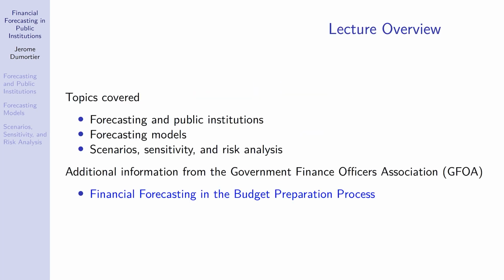The topics covered are a basic overview about forecasting and public institutions. We are also going to cover forecasting models, and the last part is going to talk about scenarios, sensitivity and risk analysis associated with those forecasting models. Note that there is also additional information from the Government Finance Officers Association, and the link is embedded in this slideshow.